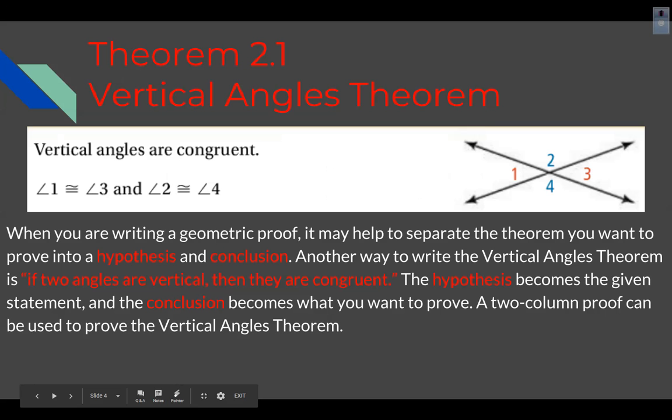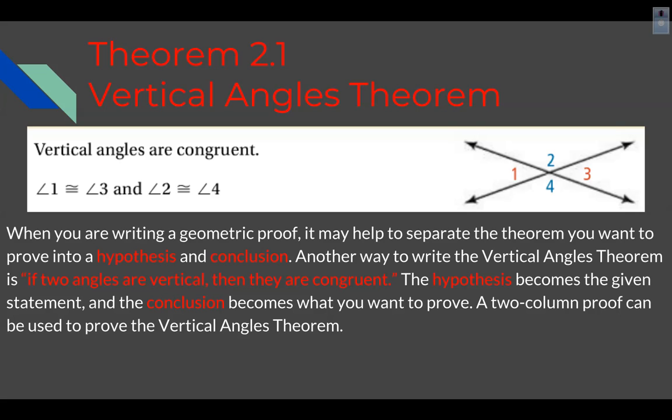So let's take a look here. Vertical angles theorem. Vertical angles are congruent. We've talked about this a little bit in chapter 1. If 1 and 3 are vertical angles, formed by intersecting lines, they are congruent, and 2 is congruent to 4.